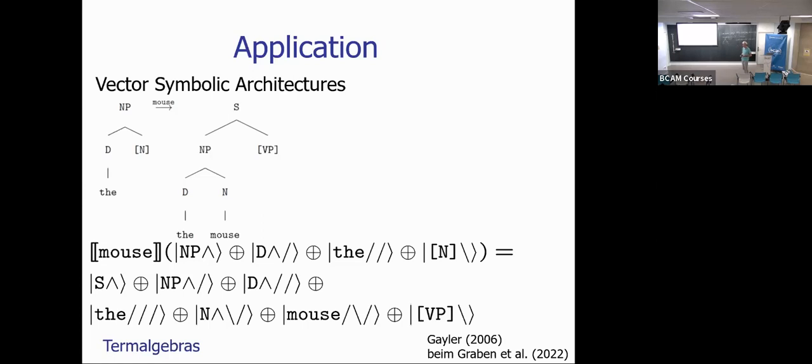I'm just not clear why you need a vector space structure. This is the final part of the application, because I'm talking about the application in the framework of vector symbolic architectures. Eventually, you are interested, for example, in a neural network implementation of any symbolic processes.